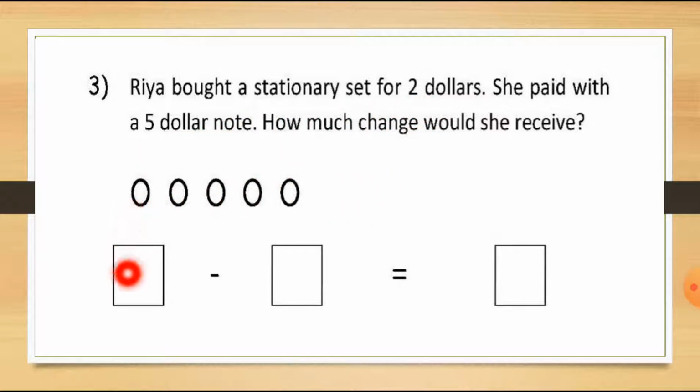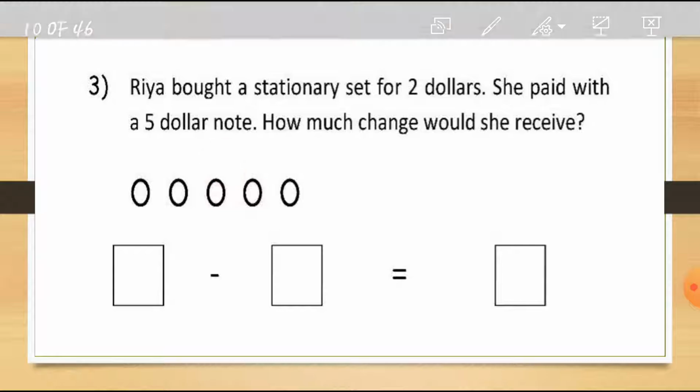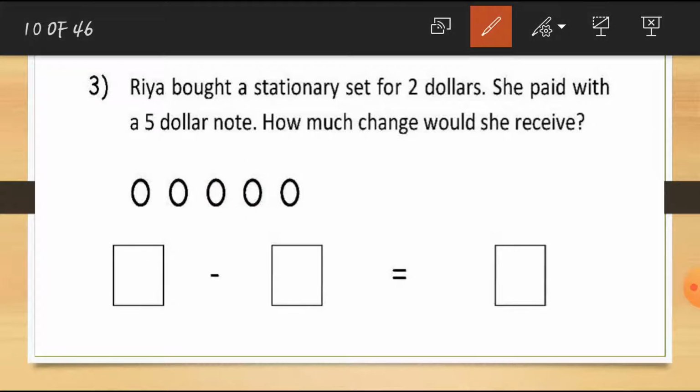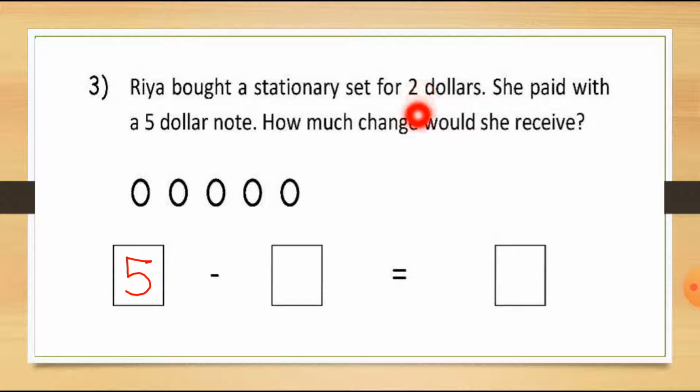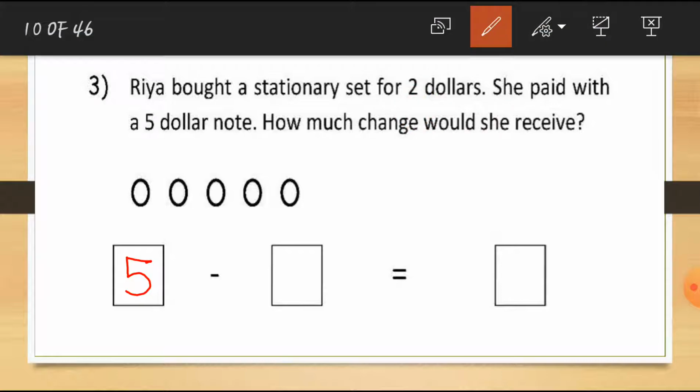So let's put the bigger number first, which is the 5. You can see here is the $5. 1, 2, 3, 4 and 5. And students, let's put the bigger number first, so I write 5 here. And how many dollars did she have to pay? She paid $2 out of this 5. So let's cut $2 from this 5.